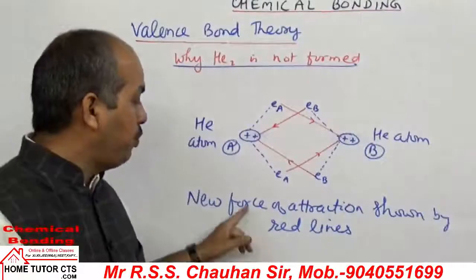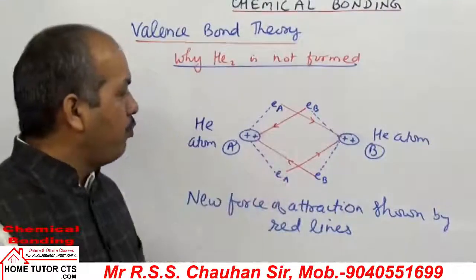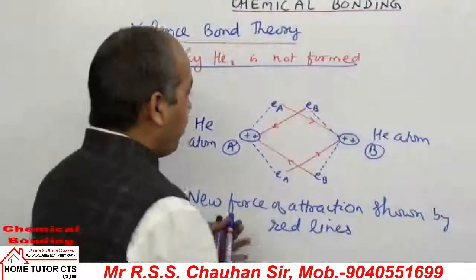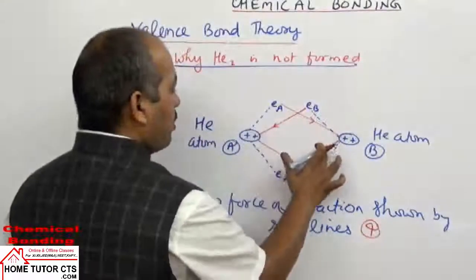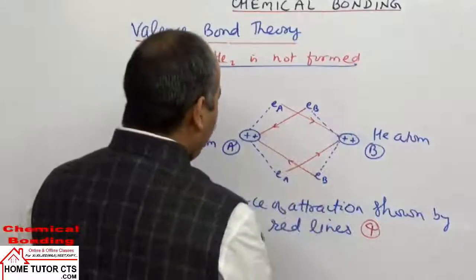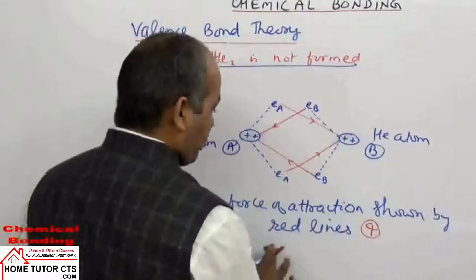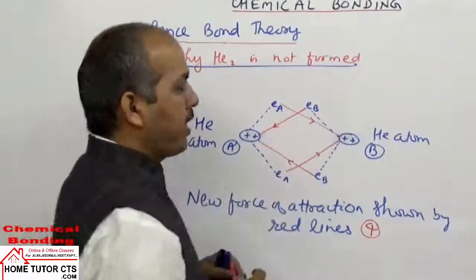This can be taken as new force of attraction. In this case, we will have how many new forces of attraction by solid lines? We can have 4 in number. 1, 2, 3, 4. So we have 4 new forces of attraction which have been given in this diagram.